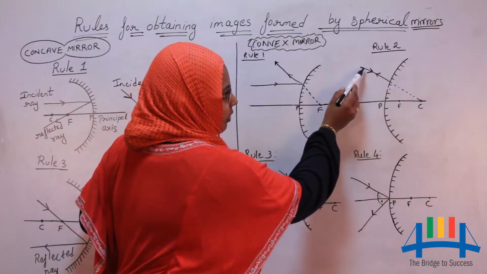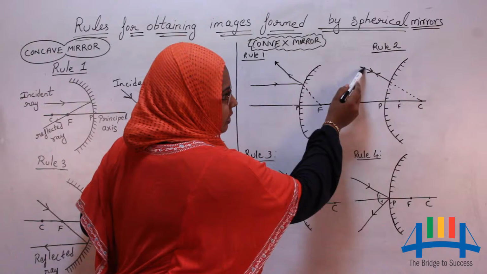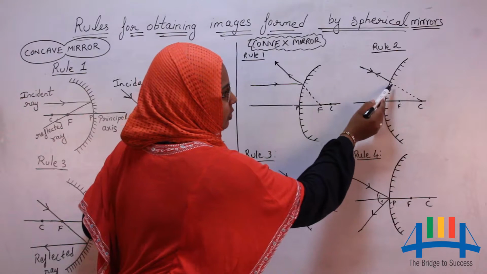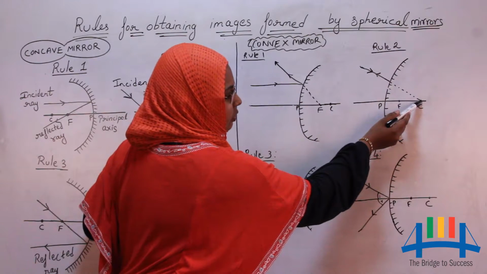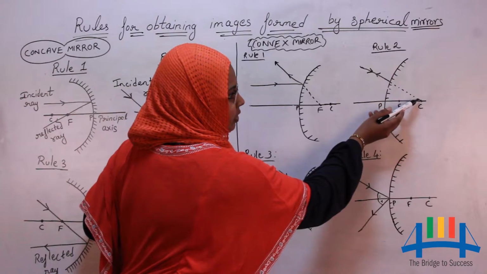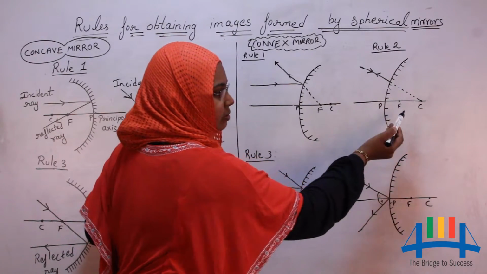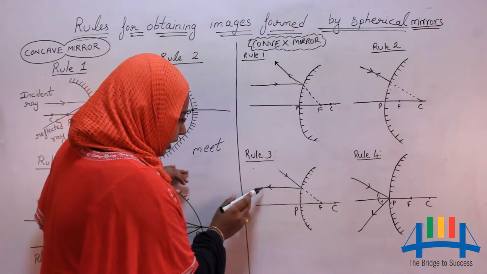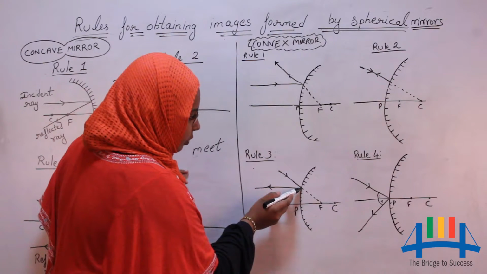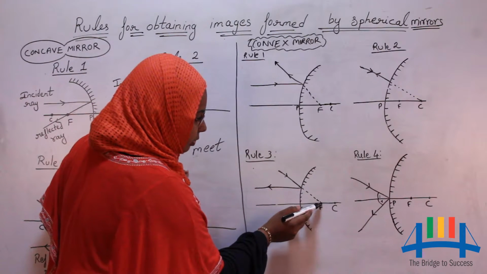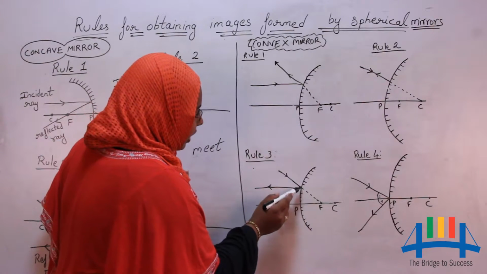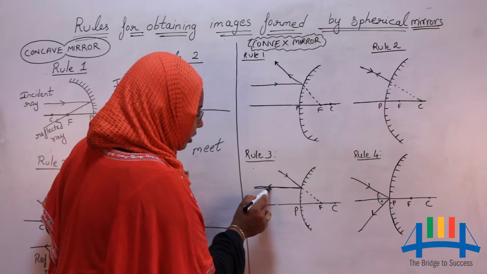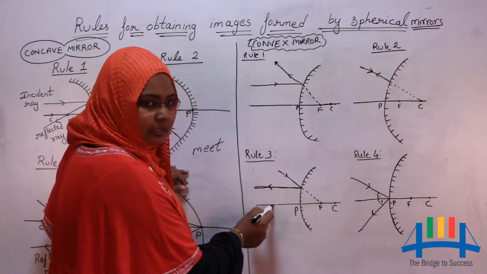Next rule is when the incident ray passes through the center of curvature, it retraces its own path. In this case also, it's not actually passing through the center of curvature, but when we extend this line backwards, it appears as if it is passing through the center of curvature. Then the third rule is when the incident ray passes through the focus, it appears to pass through the focus. After touching the mirror, it gets reflected and this reflected ray is parallel to the principal axis.